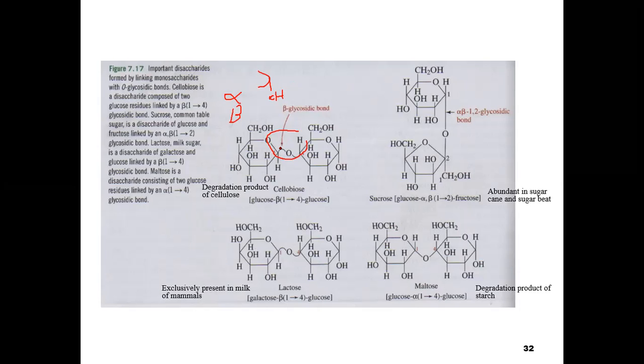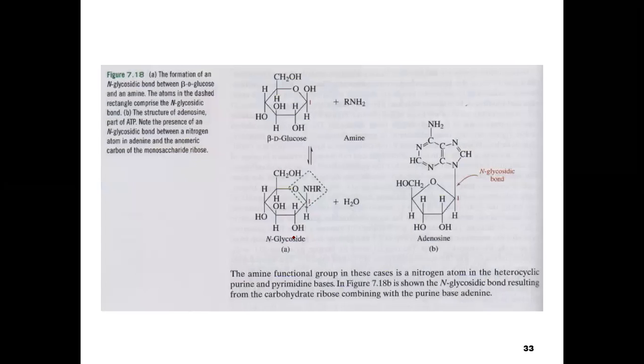If the functional group-containing sugar, say for example the aldehyde-containing sugar, is in the beta form, say the hydroxyl group was here, the linkage will be a beta linkage. Here the alpha carbon is involved, so the linkage is alpha. Here the beta carbon is involved, so the linkage is beta.